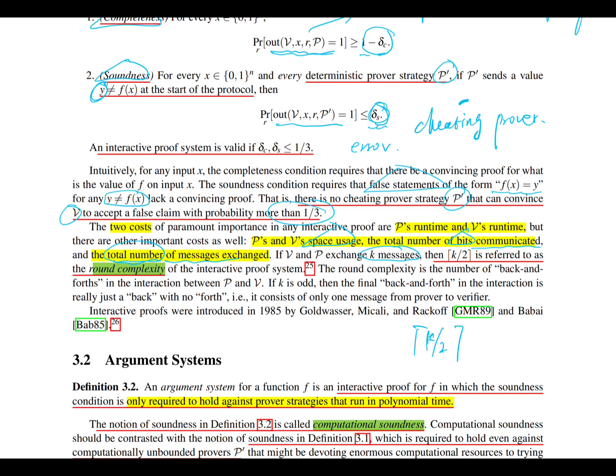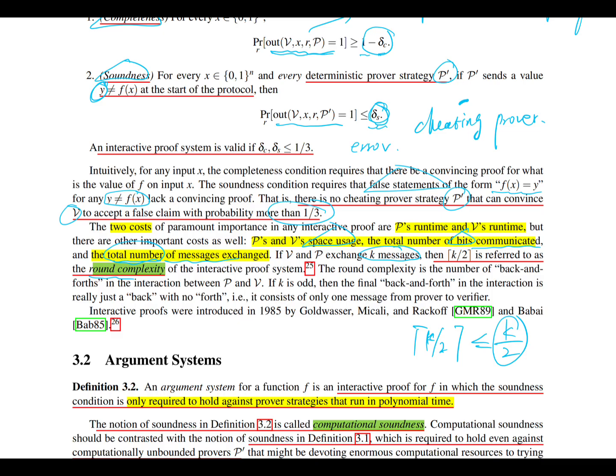It will be less than this. Okay, less than this. The biggest one, less than k over 2, is an integer. So the k over 2 rounded is referred to as the round complexity. How many rounds there are in the interactive proof system is represented by this k over 2 rounded.